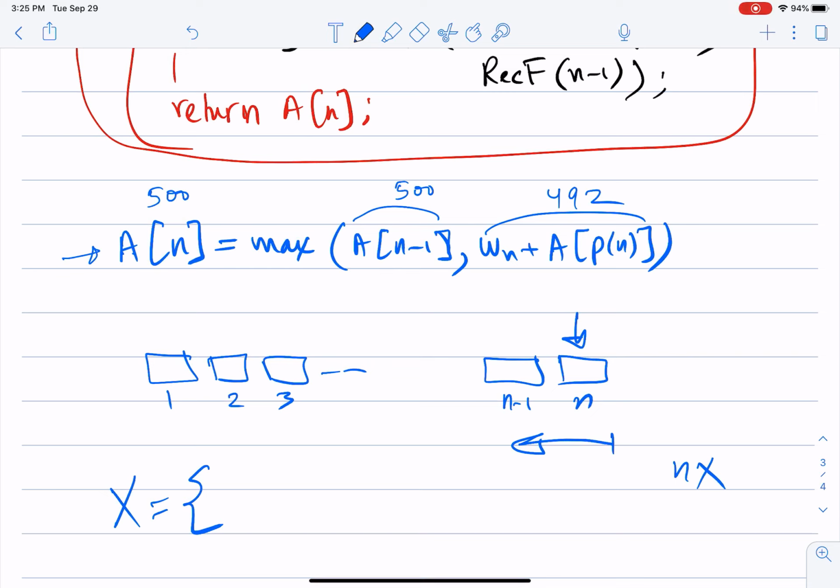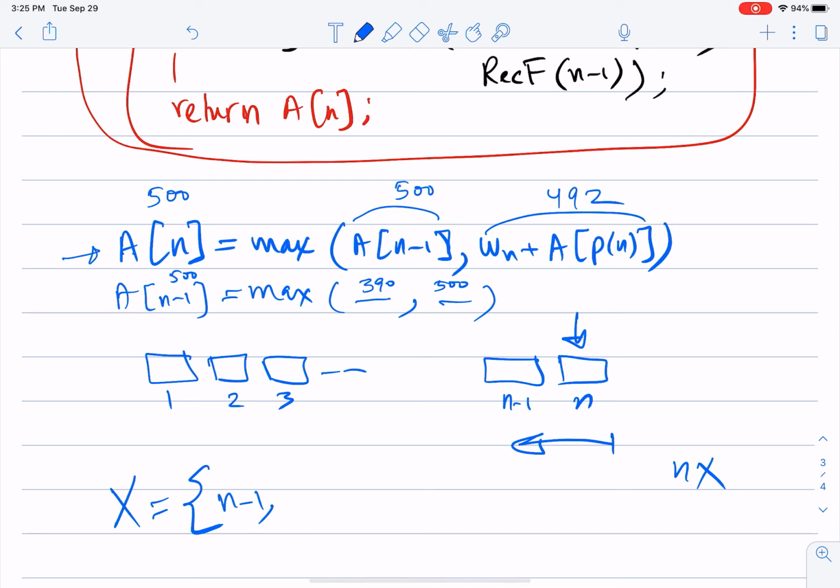So now I go to n minus 1. Imagine that A of n minus 1 is 500, and it is the max of A of n minus 2, and W of n minus 1 plus A of P of n minus 1. Imagine now that this is the max here, this is 500 now, and this is 390. Then n minus 1 is part of the solution. So now I say interval n minus 1 is part of the solution, and so on. So basically, we go back through this matrix.